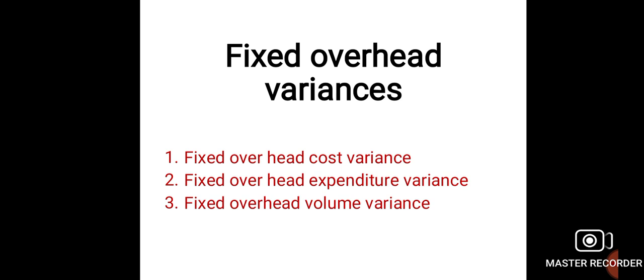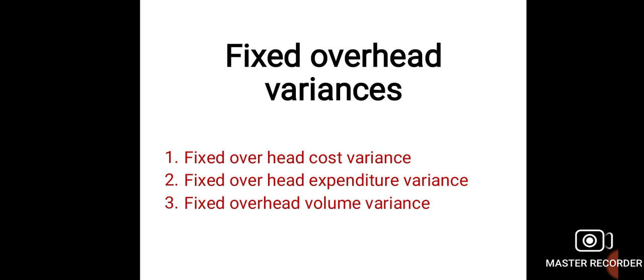First one, fixed overhead cost variance. Fixed overhead cost variance is the difference between the standard fixed overhead for actual production and actual fixed overhead. Fixed overhead cost variance is split into fixed overhead expenditure variance and fixed overhead volume variance.